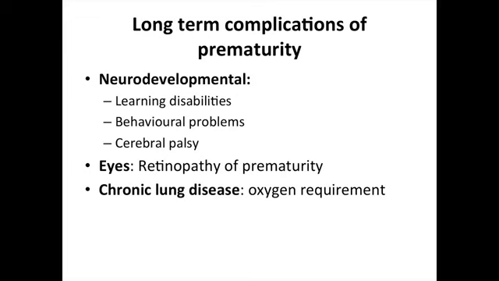The long-term complications of prematurity are importantly neurodevelopmental, so include learning difficulties, behavioural problems, and cerebral palsy. Premature babies may be left with visual problems caused by retinopathy of prematurity, or chronic lung disease, leading to a long-term oxygen requirement, and they may be discharged from hospital needing home oxygen.